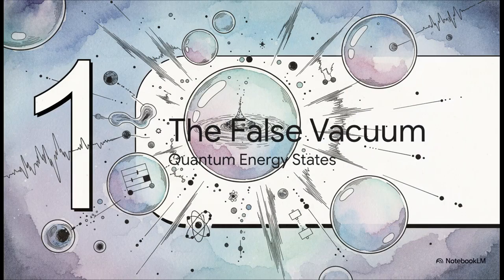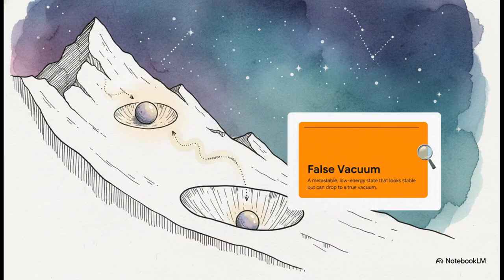All right, Section 1, the false vacuum explained, understanding quantum energy states. Okay, to really wrap our heads around this, we have to talk about what a vacuum actually is. In quantum field theory, the word vacuum doesn't just mean empty space. It actually refers to the absolute lowest possible energy state of a field. But here is the massive catch, and this is crucial. There can be more than one type of lowest state.